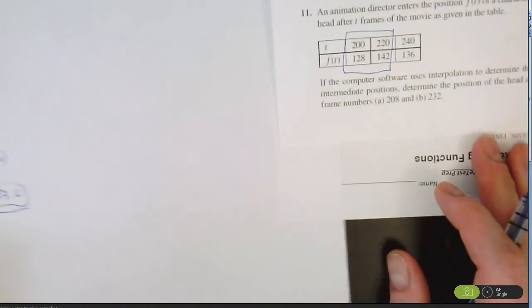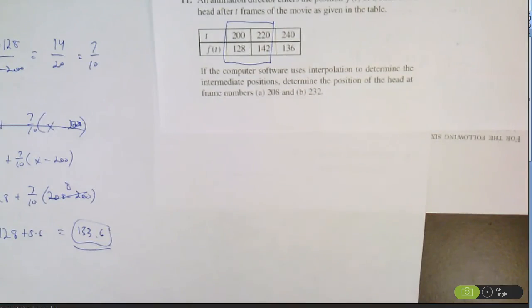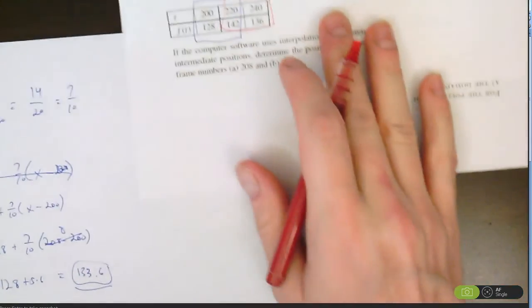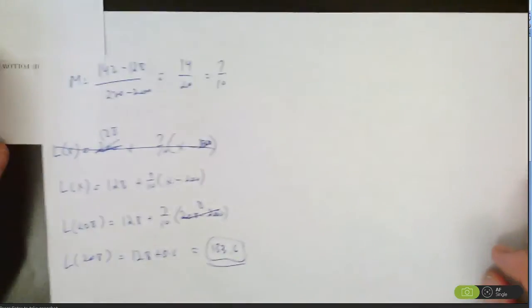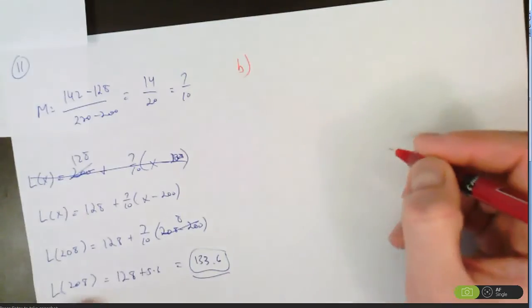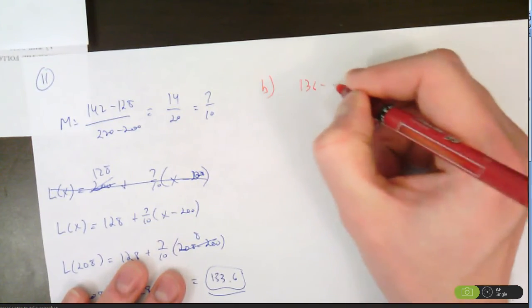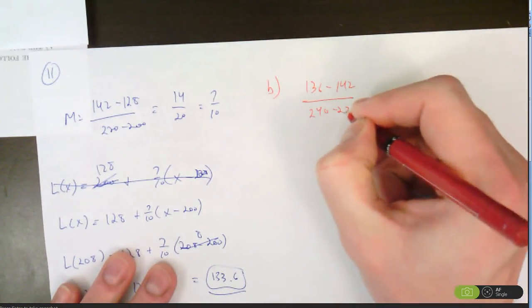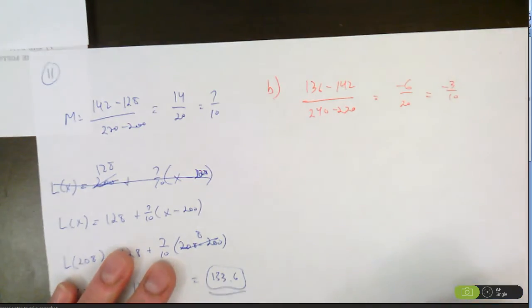And then for part B, you do the same thing, but this time, since we're going to do 232, we will use those two points for the slope. So (136 minus 142) over (240 minus 220) gives me negative 6 over 20, which is negative 3/10.